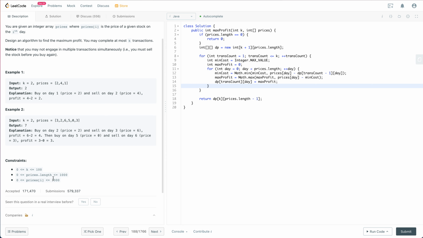So having said that, the edge case I can think about is if k is equal to 0, or if the length of the input prices array is equal to 0, then we just return 0 because 0 is the maximum profit. If you don't have any transaction, or if there's no stock to buy or sell, then of course the profit is going to be 0. Otherwise I think we should be good.